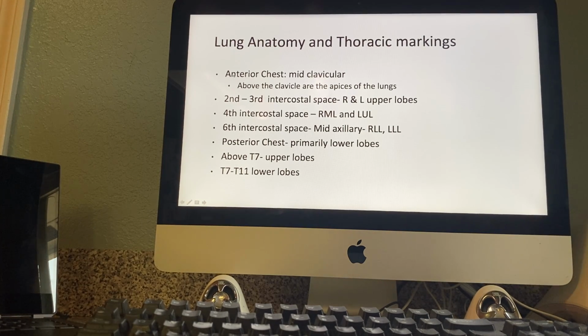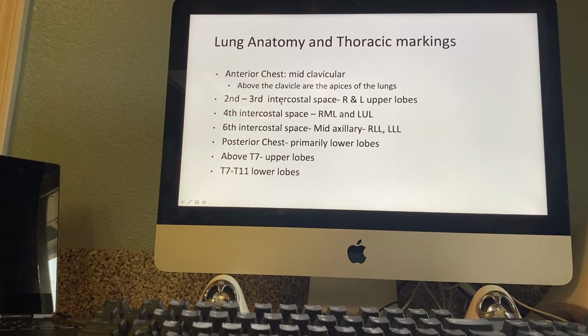So let's talk about the anterior chest first. The anterior chest is the front of the chest, and mid-clavicular. So mid-clavicle, front of your chest. So you can put your hands on your clavicles on the front of your chest and think about mid-clavicular. So above the clavicle are the apices of the lungs. So right in the middle, you have a little bit of both of your upper lobes, your right and left upper lobe, a little bit above your clavicle. So that's good to know. They're called the apices, or the tops of the lungs. So the little bit above both clavicles are the apices of your lungs.